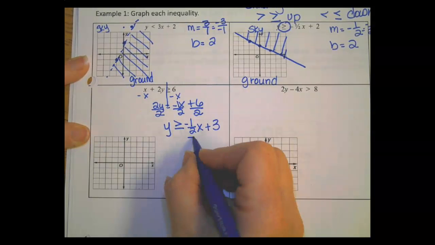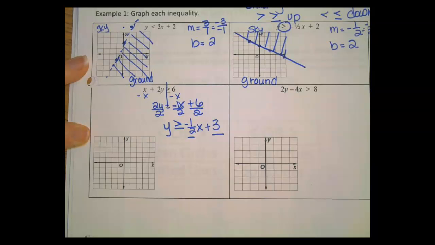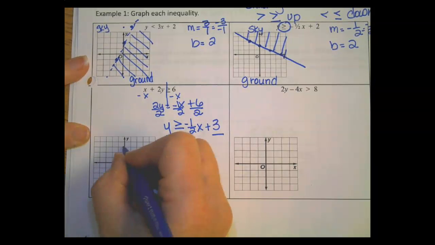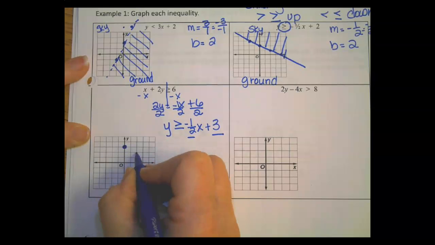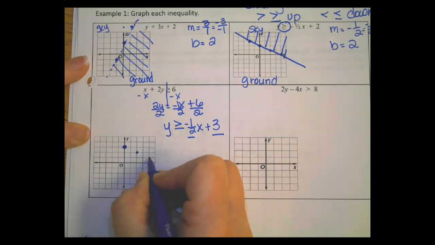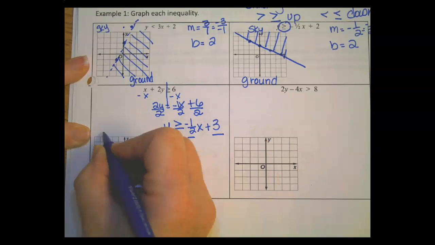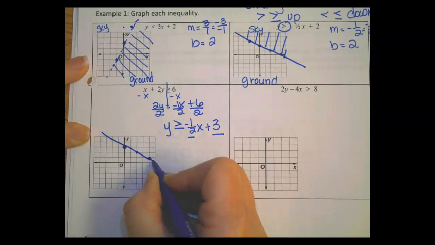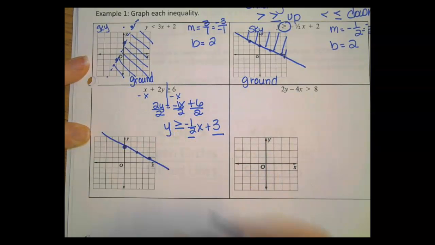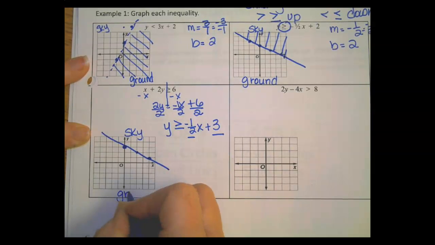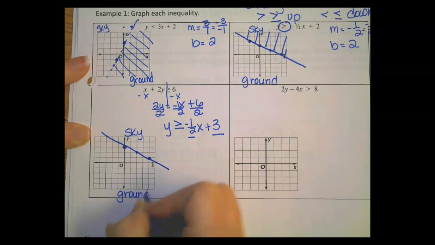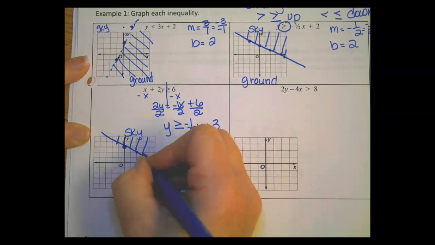So here's my slope, here's my y-intercept. 1, 2, 3. Again, it says down 1 over 2, down 1 over 2. Solid line, because there's an equal line. Here's my sky, here's my ground. Greater.